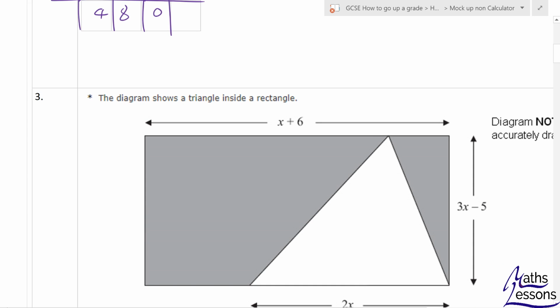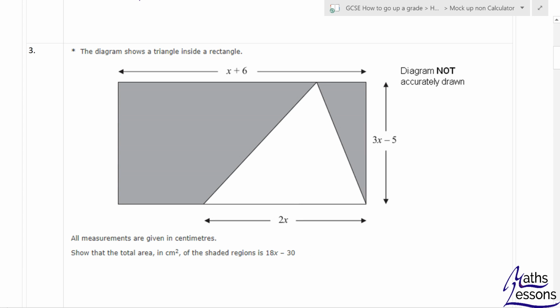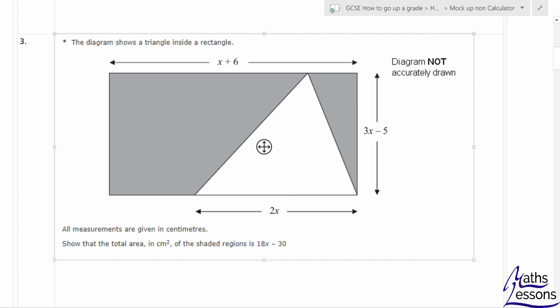Okay, remembering this is all non-calculator paper. So you've now got to try and show the total area in the shaded region is 18x minus 30. I'm going to give you a couple of minutes to have a go.